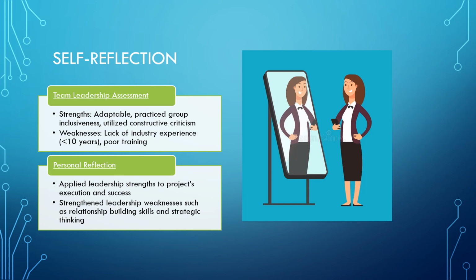So, self-reflection on this project. After the team leadership assessment given to my team members, some of my strengths include my ability to adapt to group needs. I practice group inclusiveness through collaboration and communication, as well as utilize constructive criticism when my employee expressed frustration over training needs. So I was able to use these strengths for project progression.